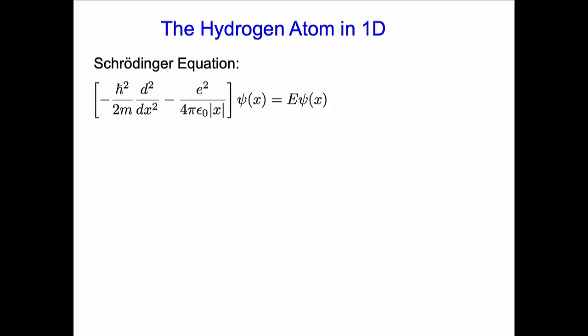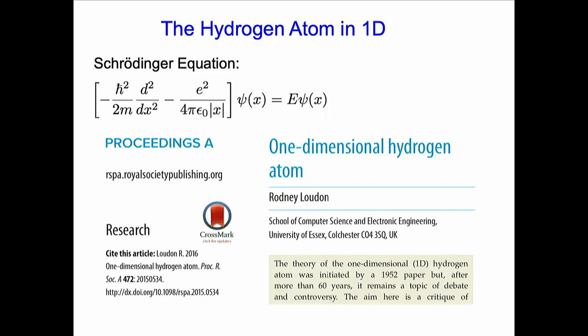So I tried to get you the solution and looked at the internet, and then I stumbled on this article of 2016 by Rodney Loudon, and it starts with: the theory of the one-dimensional hydrogen atom was initiated in a 1952 paper, but after more than 60 years it remains a topic of debate and controversy. So then I decided, okay, if it's so complicated, I will not present you the solution.